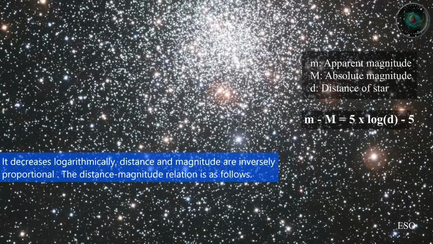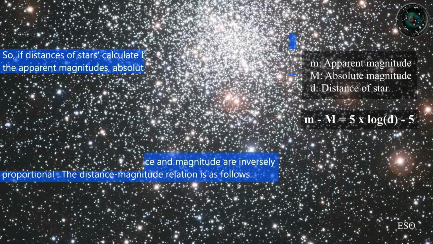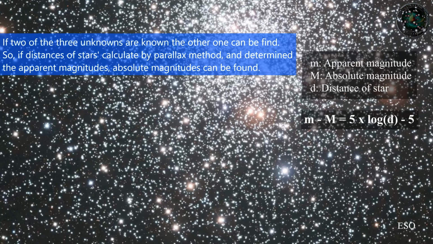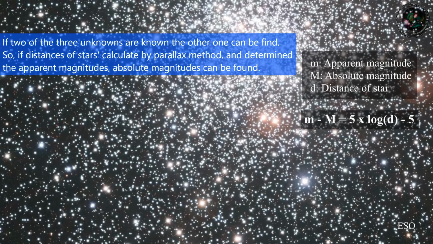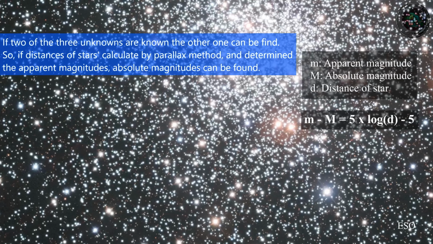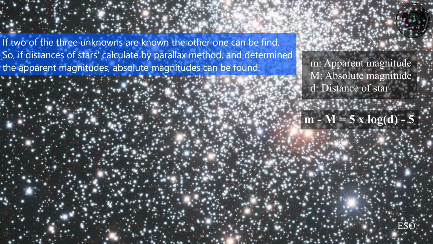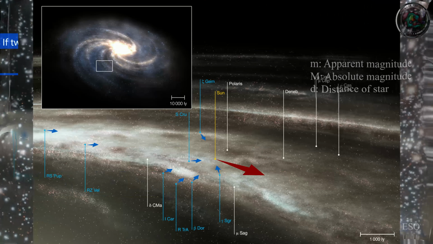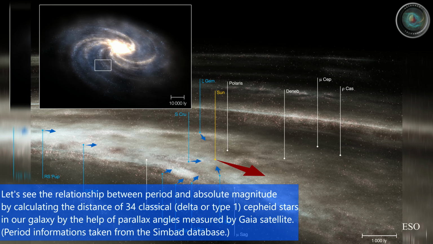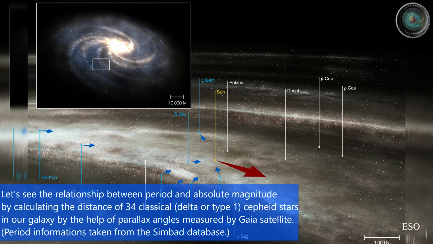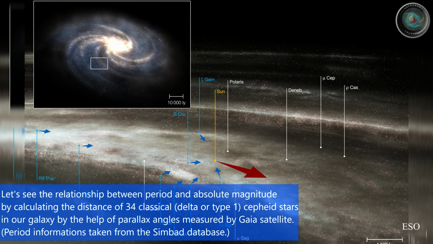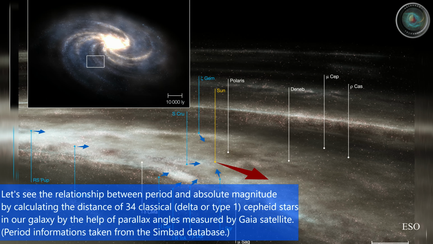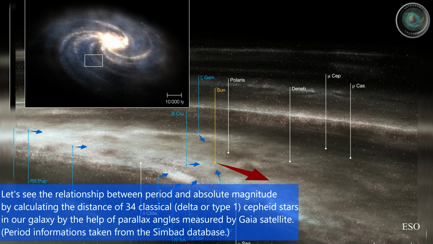The distance-magnitude relation is as follows. If 2 of the 3 unknowns are known, the other one can be found. So, if the distances of stars are calculated by the parallax method, and the apparent magnitudes are determined, absolute magnitudes can be found. Let's see the relationship between period and absolute magnitude by calculating the distance of 34 classical Cepheid stars in our galaxy with the help of parallax angles measured by the Gaia satellite.